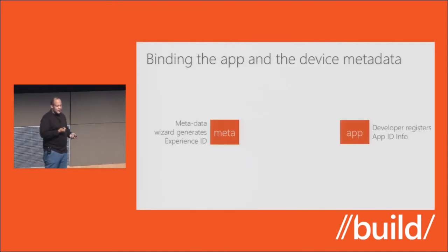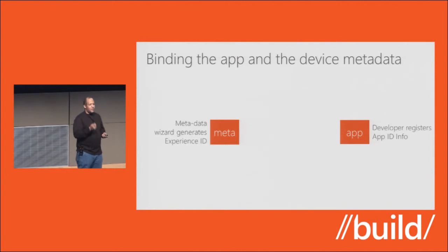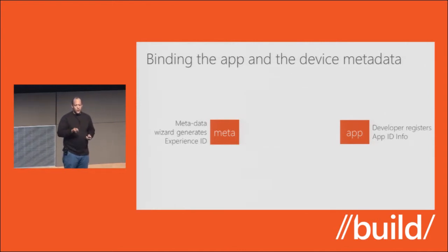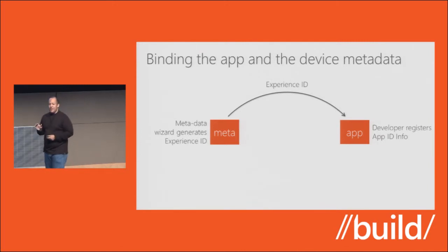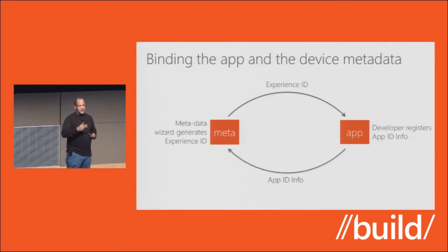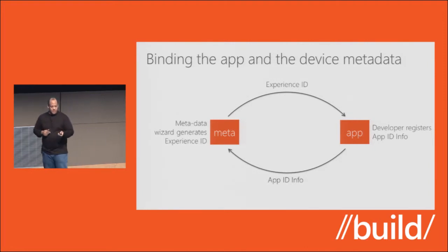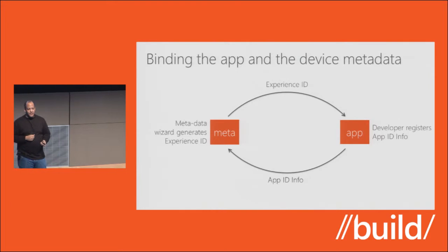Now, the next thing you do is bind your metadata to your application. This is important. There's this thing called an experience ID. If you've built device stage experiences in the past, then you'll know what this is. We're using the same mechanism. You add the experience ID to the app package, to the store manifest in the app package. You take the application info, a couple of details about the application, and add that to the metadata. Those two are now bound. Very important step, but it's just that simple.